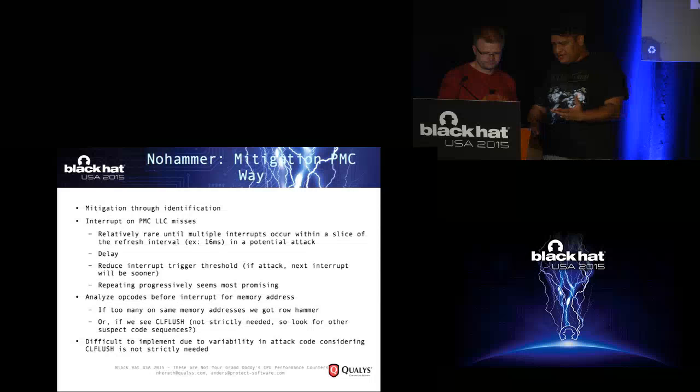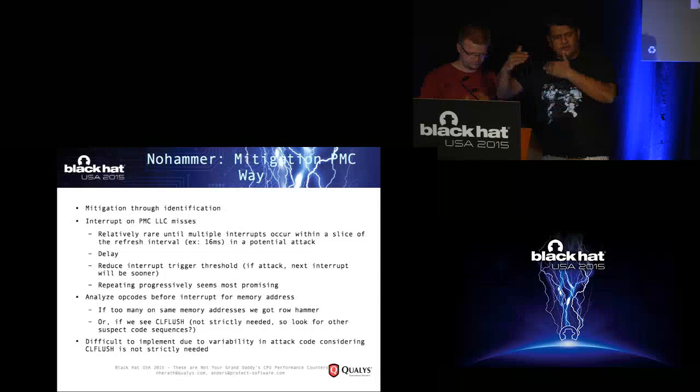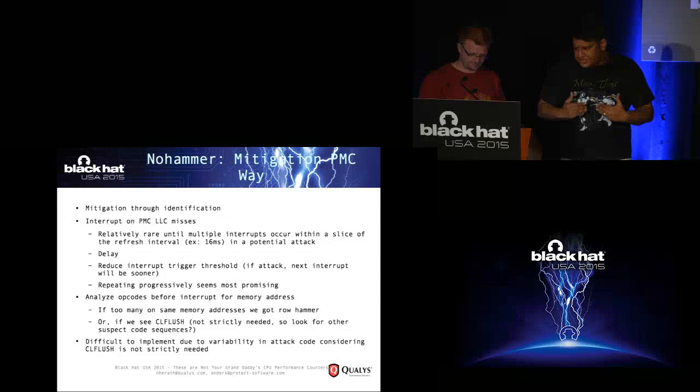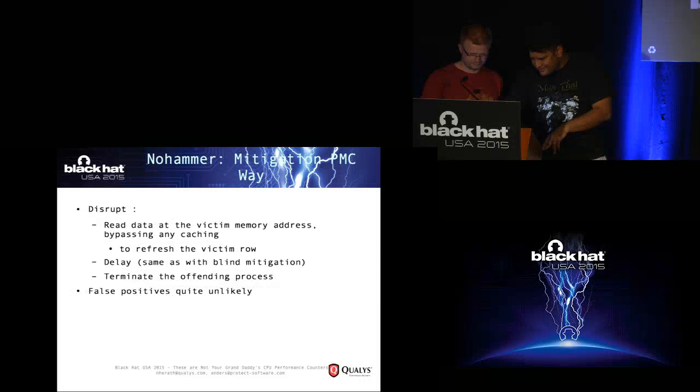So basically, mitigation through identification is essentially the same method, but we're talking about mitigating once we see such an attempt, by introducing a delay at the right place or reading that address to cause a refresh. And sorry, we had to rush through this because we need to go through all the slides, or well, at least some of them.